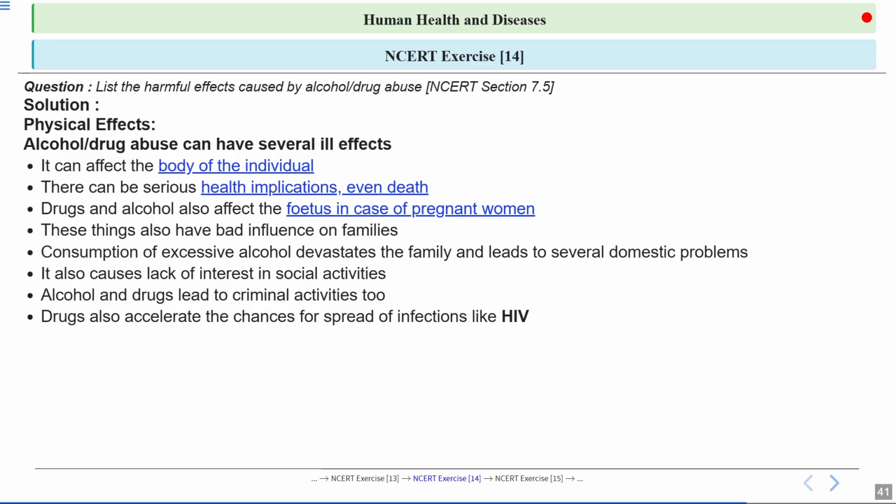Drugs also accelerate the chance for spread of infections like HIV, by sharing needles or engaging in unsafe practices, increasing the risk of serious diseases.